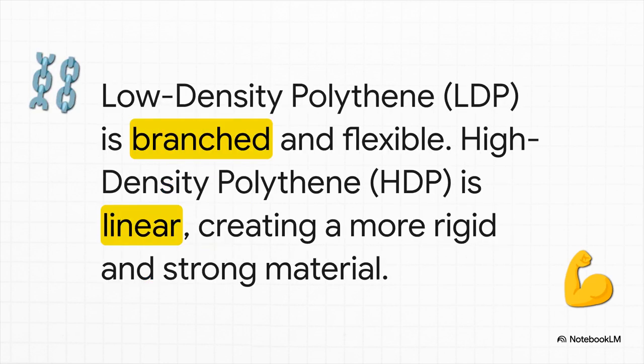Next, let's talk about polyethylene. You've definitely heard of it, but there are two main types. Low-density polyethylene, or LDPE, has a branched structure. These branches stop the chains from packing together neatly, which is what makes it so flexible. But high-density polyethylene, or HDPE, has a linear, straight chain structure. This lets the chains pack together very tightly, making it much stronger and more rigid. That's why we use HDPE for things like buckets and pipes.